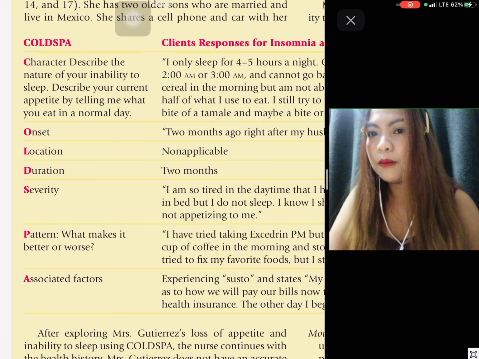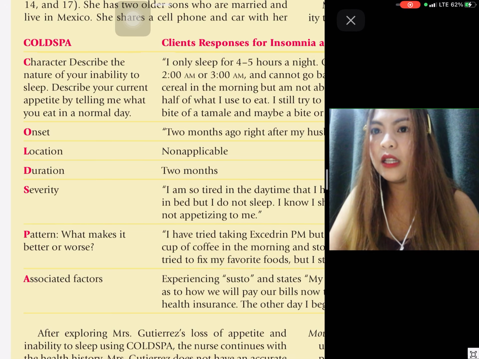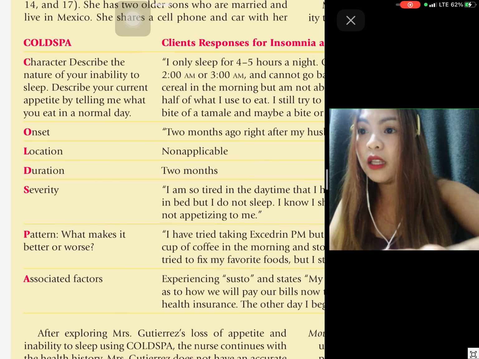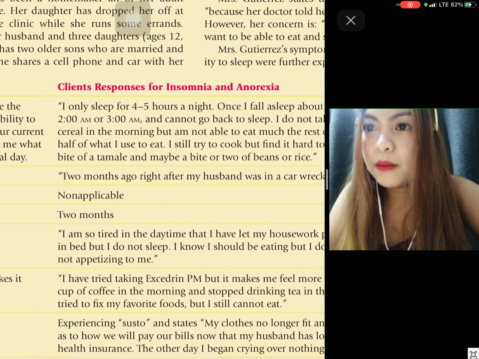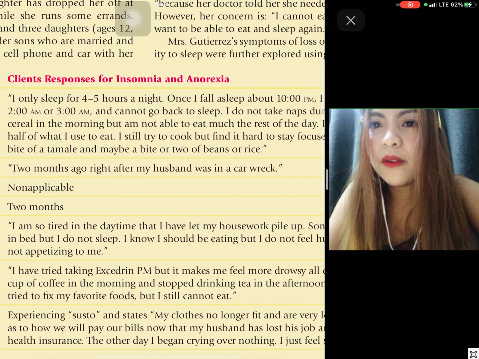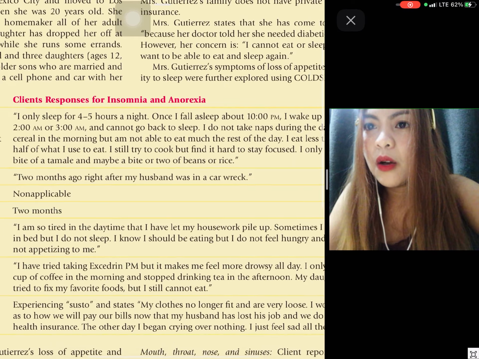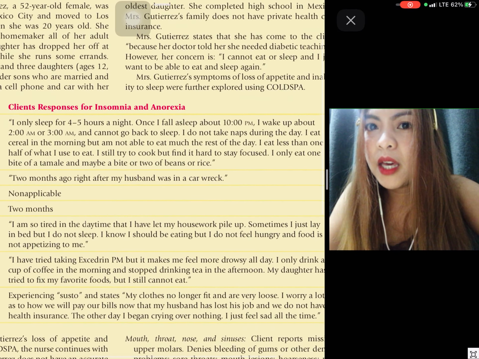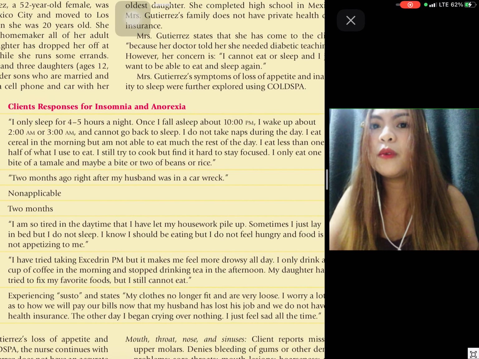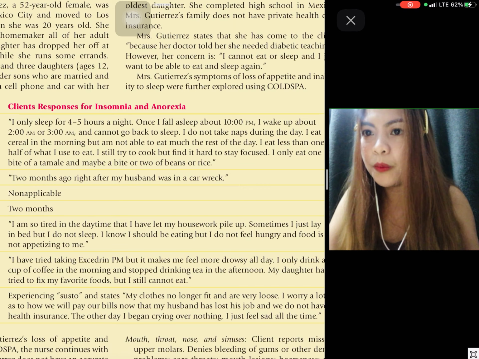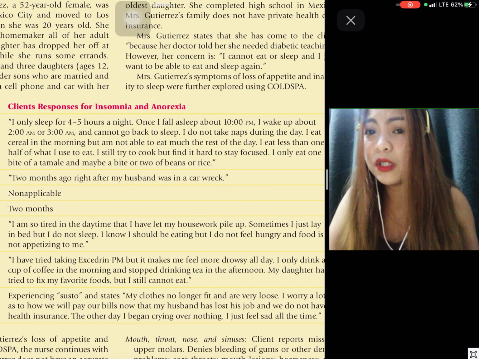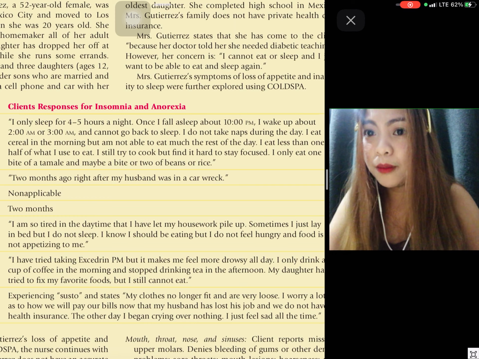"I only sleep 4 to 5 hours. Once I fall asleep about 10 p.m., I wake up about 2 a.m. or 3 a.m. and I cannot go back to sleep. I do not take naps during the day. I eat cereal in the morning, but I'm not able to eat much the rest of the day. I eat less than 1/2 of what I used to eat. I still try to cook but find it hard to stay focused. I only eat 1 bite of tamale and maybe a bite or 2 of beans or rice."